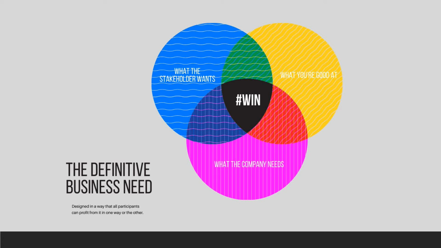So the first thing in this diagram is what the data professional is good at. The second is what the stakeholder wants. And the third is what the business needs. And the intersection of these 3 areas is where the magic happens. It's the win that will see results for all 3.